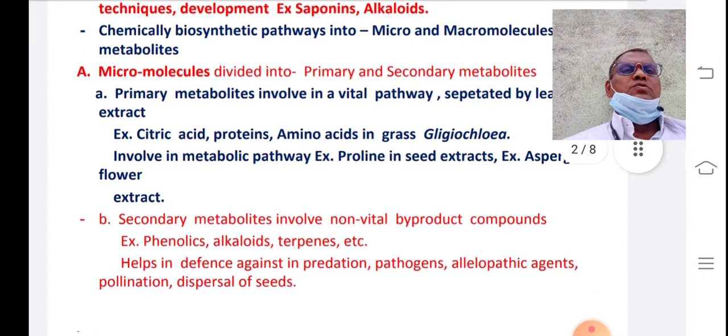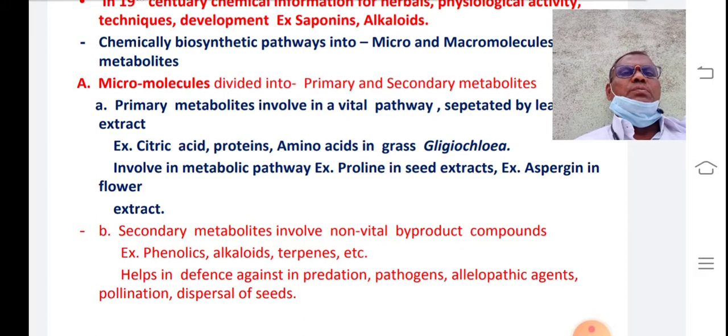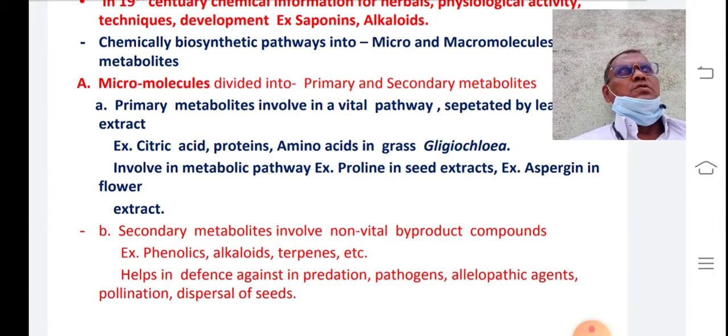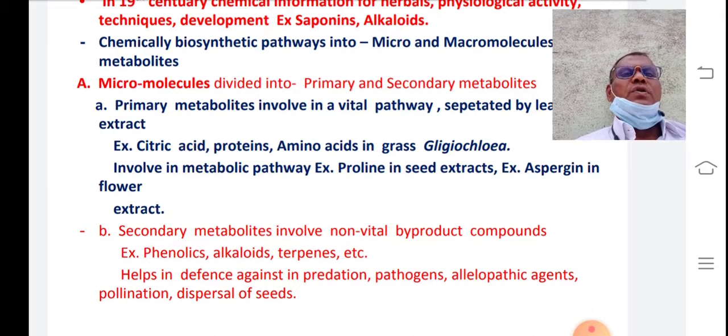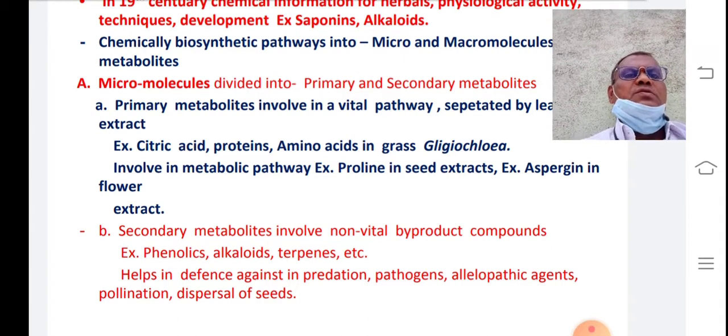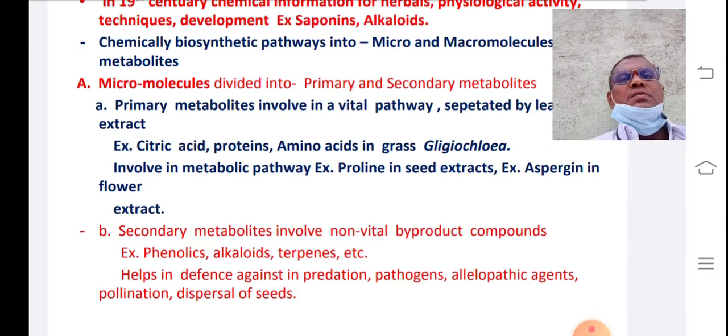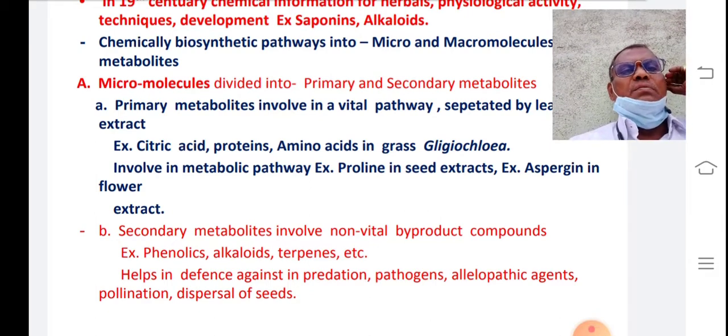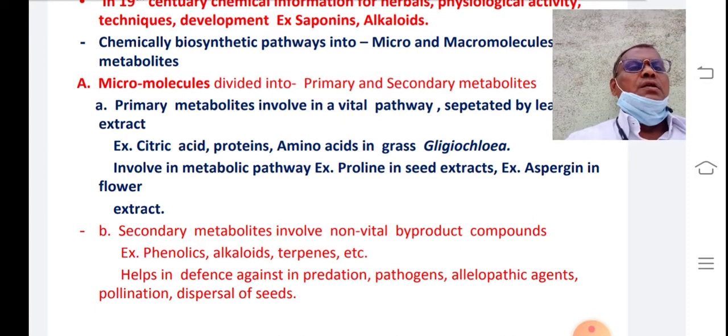Then what are secondary metabolites? These metabolites involve non-vital byproduct compounds, for example phenolics, alkaloids, terpenes. We are knowing some plants having a specific odor, so it is due to this content of non-vital byproducts. They help in defense against predation, or to refuse the pathogens or allelopathic agents, or help in pollination, or the dispersal of the seeds. Some plants have specific secondary metabolites, so they are a good character against predation. We see that some plants, sheep, goat, they are not eating. Why? Because they have a very strong odor.